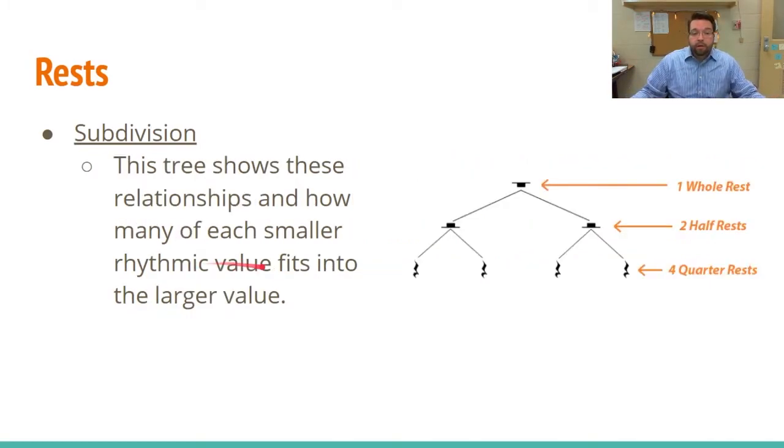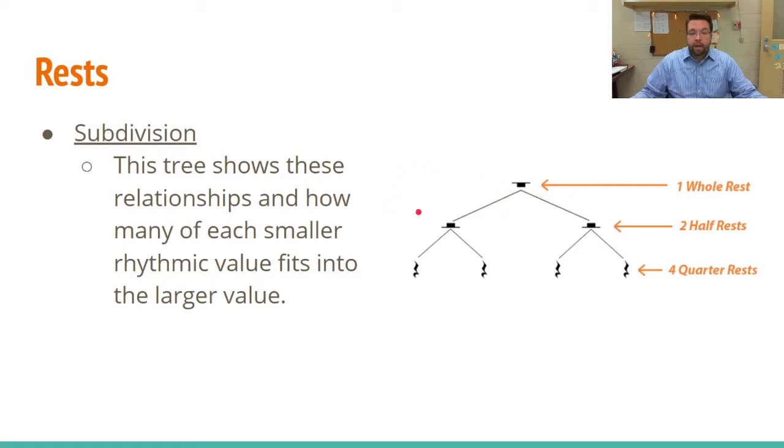So looking at this division tree here, we start with our whole rest. It divides down from the whole rest to 2 half rests, just like in our notes. Then each of these half rests divides into 2 quarter rests. 2 quarter rests, okay? And then there's 2 over here for this one. So altogether, 1, 2, 3, 4 quarter rests are a subdivision of a whole rest.